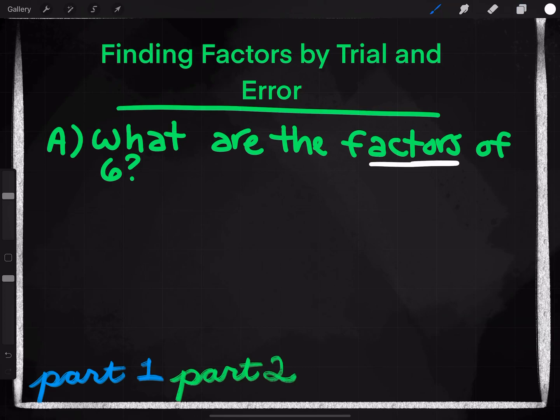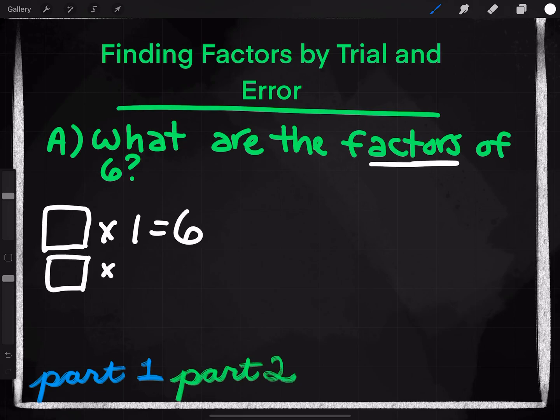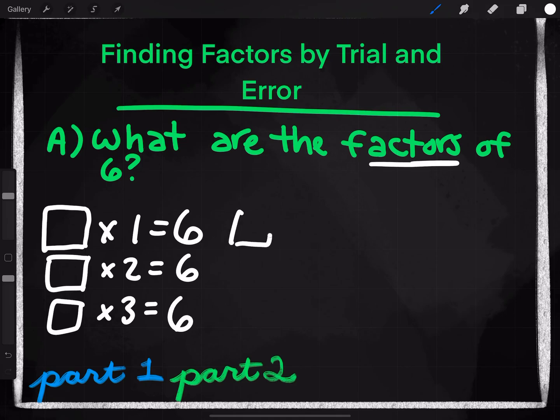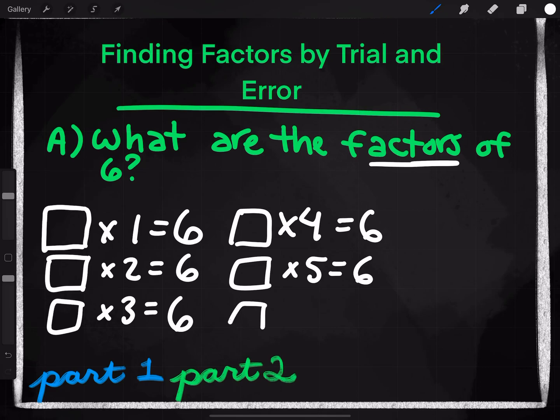Okay, so we're going to be trying out some numbers, so I'm going to leave some blank boxes. Something times 1 equals 6. Let's see if that works. Something times 2 equals 6. Something times 3 equals 6. Something times 4 equals 6. These are all things we're going to try. Something times 5 equals 6. Something times 6 equals 6.